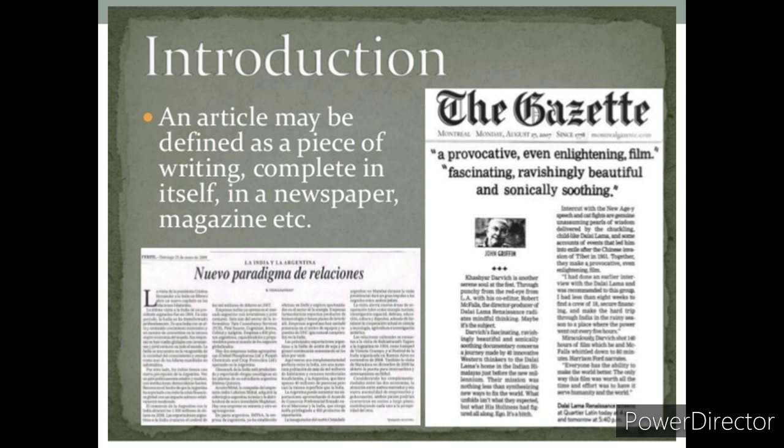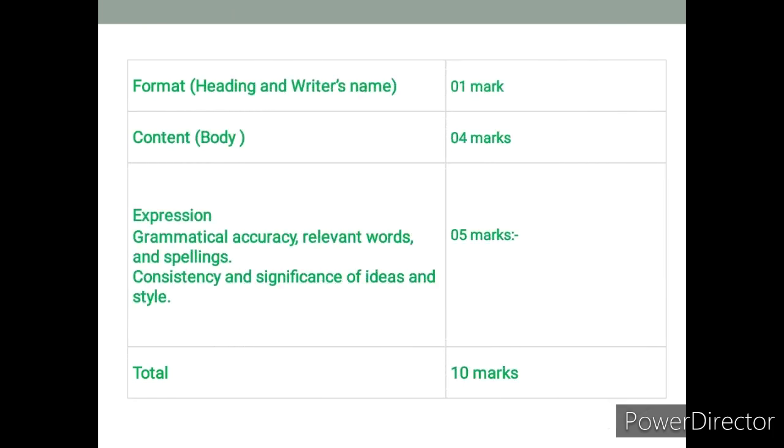Before getting into the details of article writing format, let's have an overview of the marking scheme of article writing in the examination. In the marking scheme, you can see format, that is heading and writer's name, is for 1 mark, content, that is body, is for 4 marks, and 5 marks have been allotted for expression, grammatical accuracy, relevant words and spellings, consistency and significance of ideas and styles. Thus, this writing part is for 10 marks.